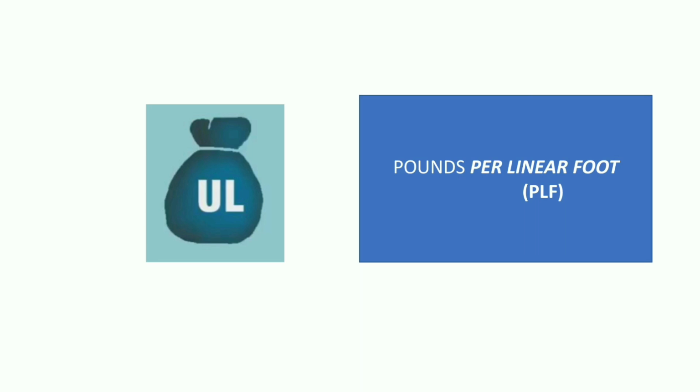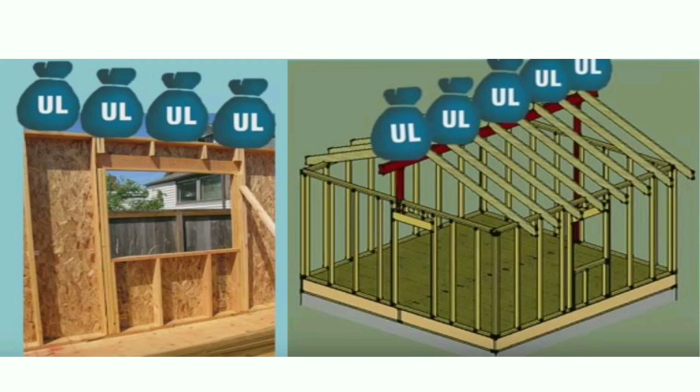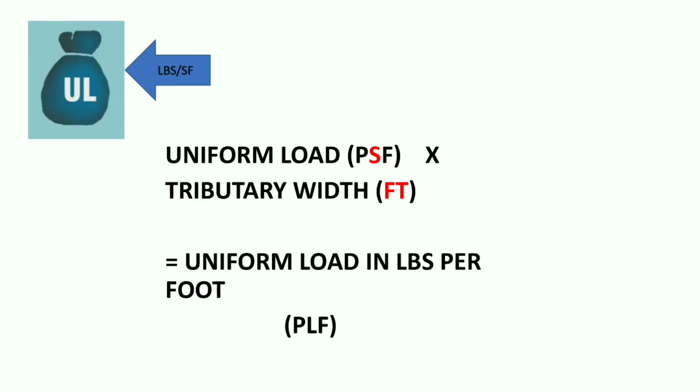However, these uniform loads can also be expressed as pounds per linear foot, which is how we measure loads on walls and beams. To get this number, we need to identify the tributary width. When we multiply units in pounds per square foot by units in feet, we simplify by deleting the feet from the equation, and the resulting units are in pounds per linear foot.